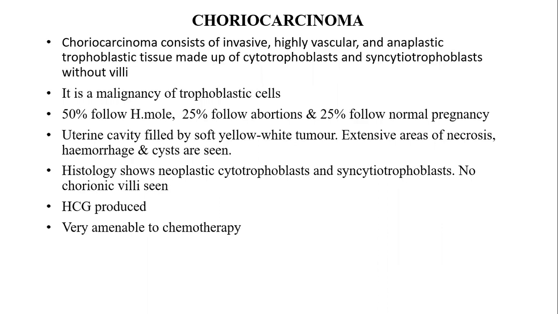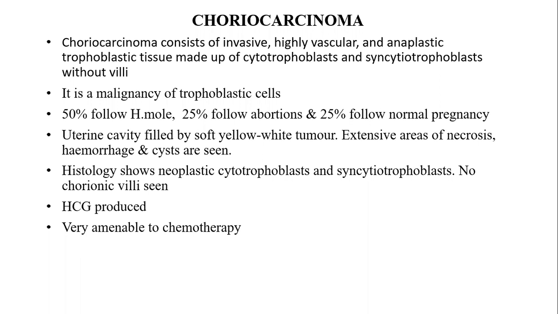choriocarcinoma, they consist mainly of invasive, highly vascular anaplastic trophoblastic tissue made up of cytotrophoblasts and syncytiotrophoblasts, but without the villi. 50% of choriocarcinomas usually follow H-moles, which you mentioned, the complete H-moles. Then 25% follow abortions, and 25% follow normal pregnancies. The uterine cavity is usually filled by a soft yellow-white tumor. Extensive areas of necrosis, hemorrhages, and cysts may be seen.